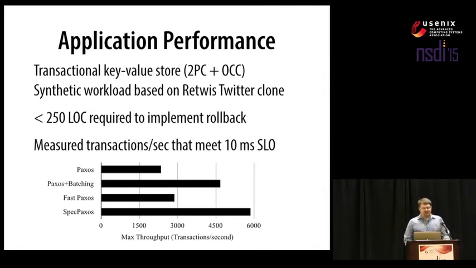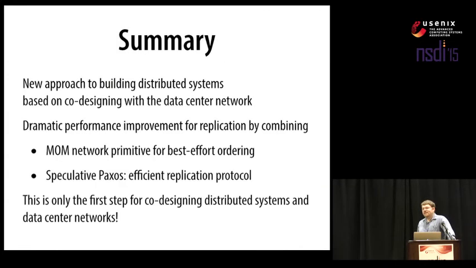And finally, to summarize, I've shown a new approach to building distributed systems based on co-designing them with a data center network. I argue that this can give us considerable benefits in terms of performance, as well as other desirable properties. We've seen that it can give us dramatic performance and property improvements for state machine replication by combining the MOM network primitive with a Speculative Paxos replication protocol. But I want to emphasize that this is really only the first step. It's only beginning to scratch the surface of what we can do by co-designing distributed systems and data center networks. And our group is currently looking at a lot of other exciting possibilities in this space. Thank you.